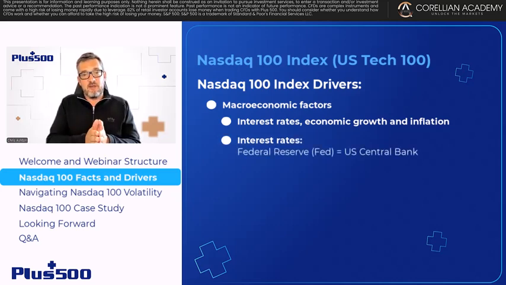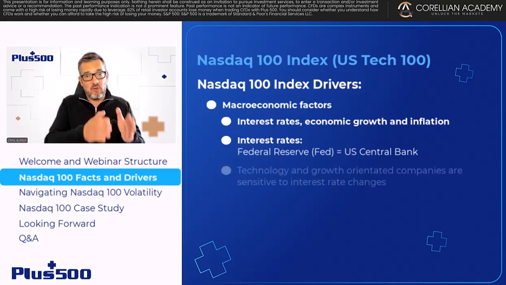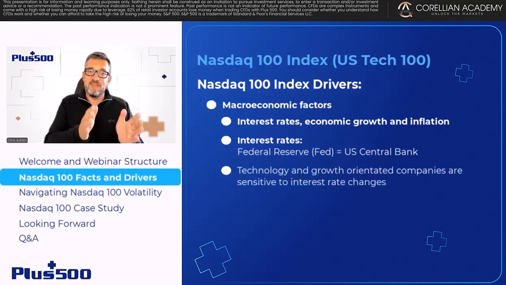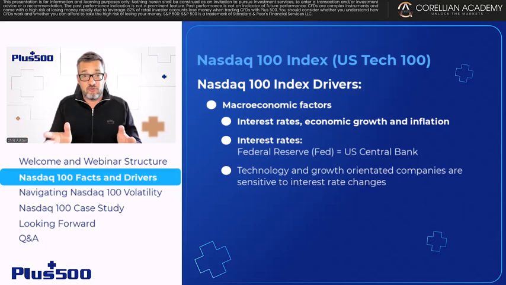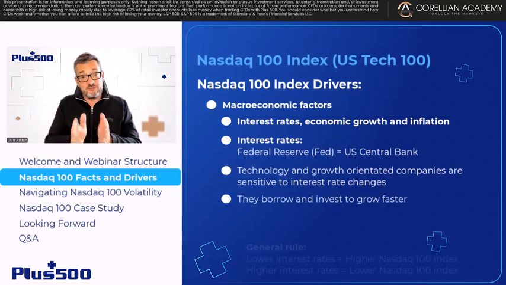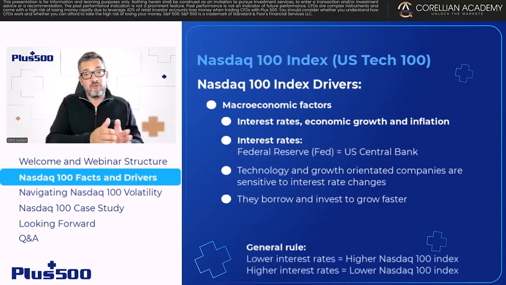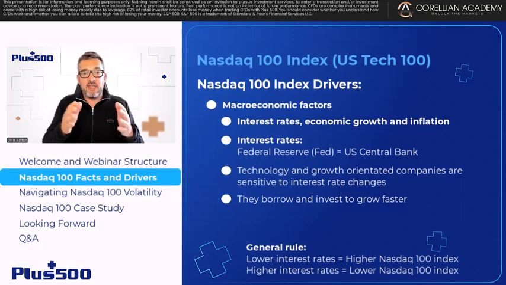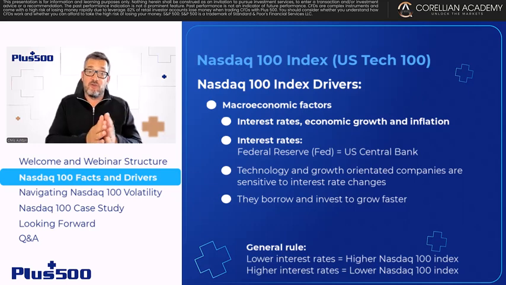The interest rate decisions of the Federal Reserve, or Fed for short, which is the US central bank, have a significant impact on the Nasdaq 100. Technology and growth-orientated companies tend to be sensitive to interest rate changes as they borrow and invest to grow faster. So, as a general rule, lower interest rates typically benefit these companies by reducing borrowing costs and increasing the potential upside of future earnings growth, while higher interest rates can have the opposite effect.